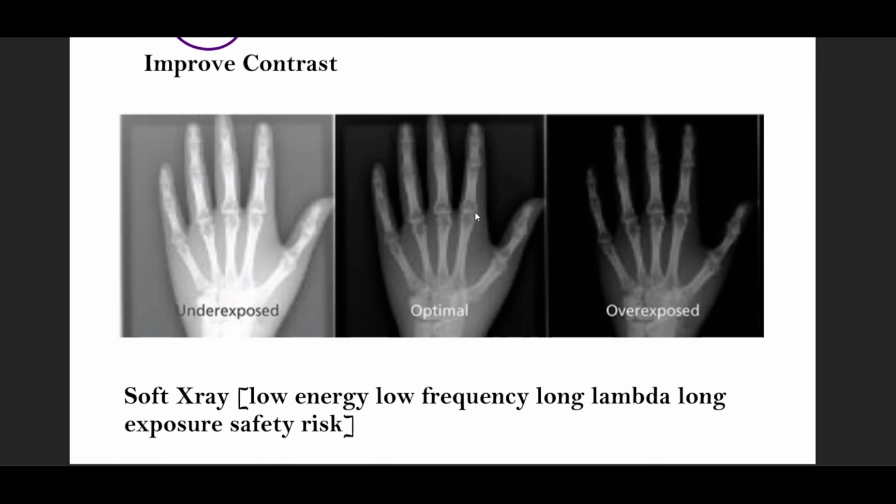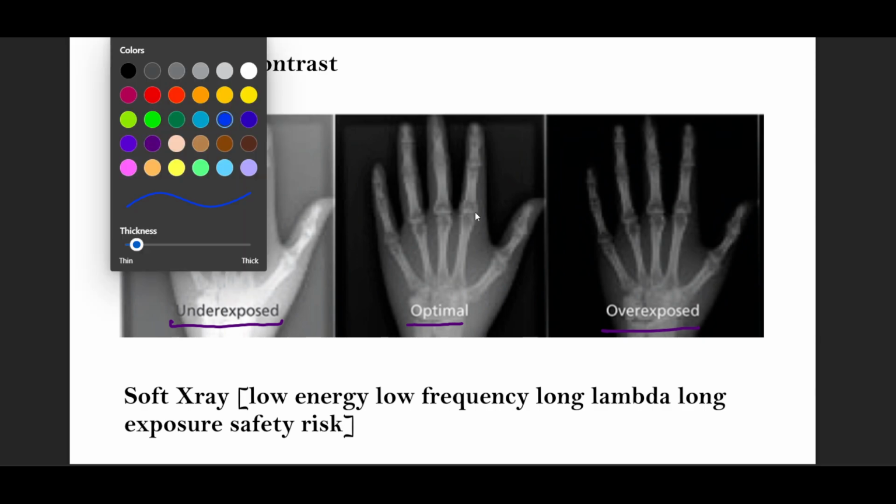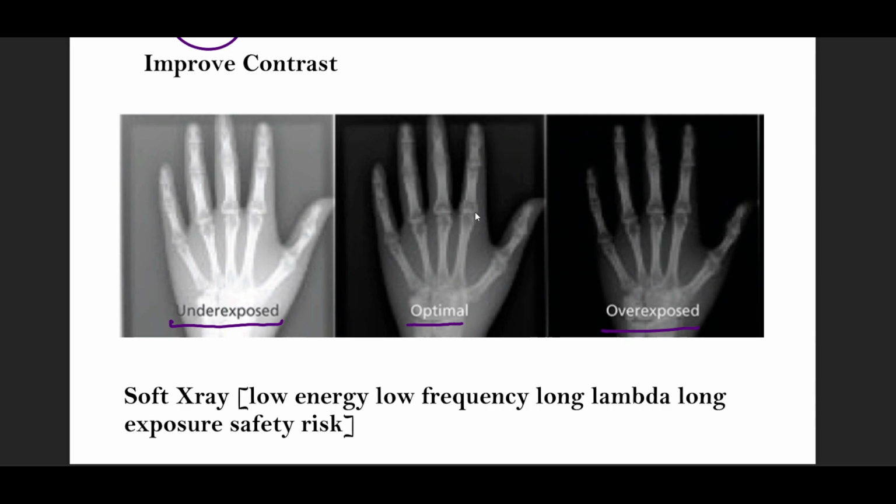Then we have contrast. What is contrast? Now, contrast is basically the degree of blackening, or the degree of black regions compared to the degree of white regions, right? Now, we don't need to understand what this underexposure is, if this is the optimal and this is overexposure. This is just here for your idea of what we're talking about in terms of contrast, right?